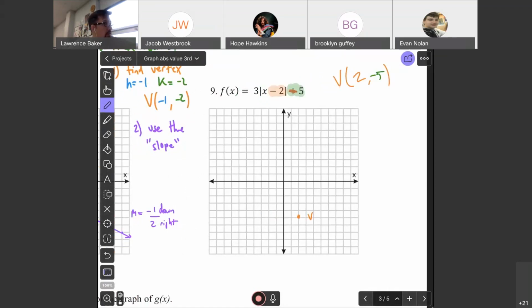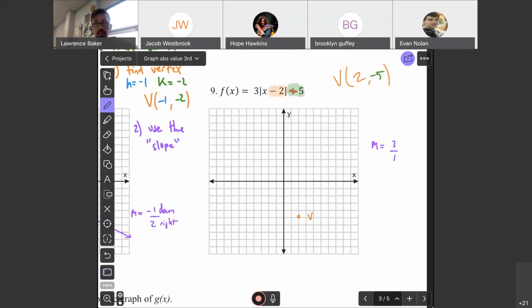Got our vertex. What do we do now? Slope. Peyton is saying the slope is 3/1. So what's that mean, Peyton? What do I do? Or Tatum, what do we do? Rise 3/1, up 3 over.